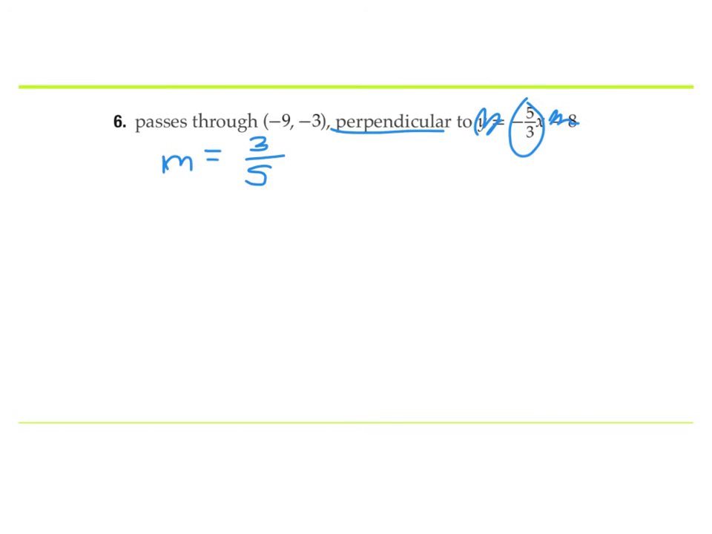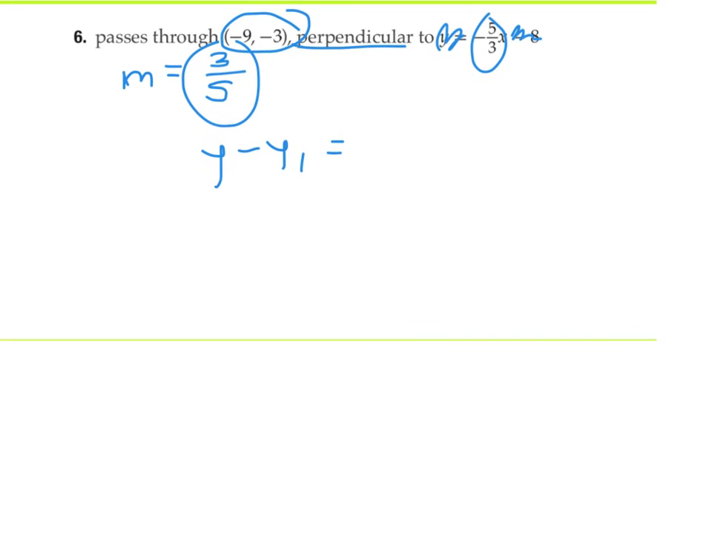Now what do we do? What do we do next? Awesome. First we need to put it in point slope form because we were only given the point and the slope. So our point slope form is y minus y1 is equal to m times x minus x1.